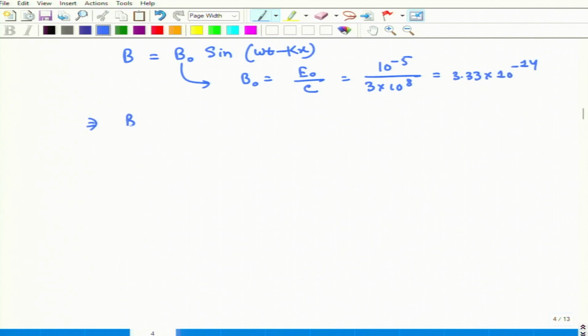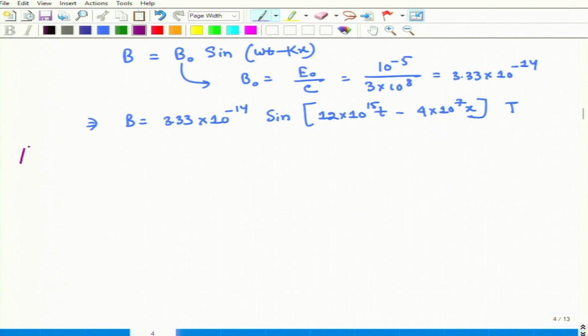So B will be 3.33 into 10 to the power minus 14 sine of omega t, where omega was 12 into 10 to the power 15, t minus k into x, where k is 4 into 10 to the power 7, x. And what will be the unit? The unit will be the Tesla, T. So this is the magnetic field, right? Now move to the second question. This is question number 2.